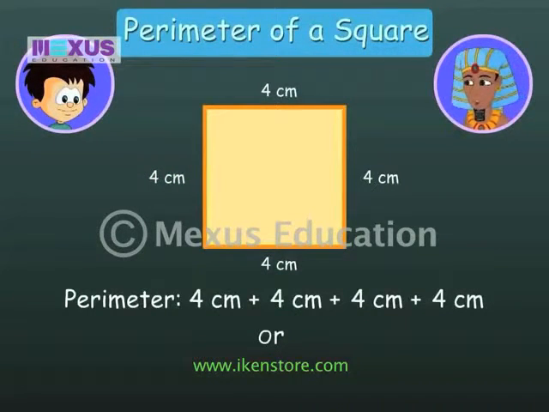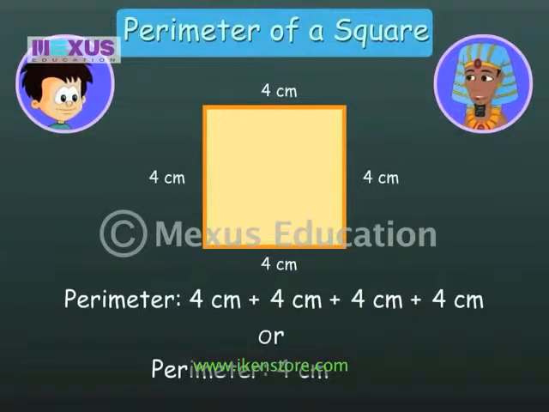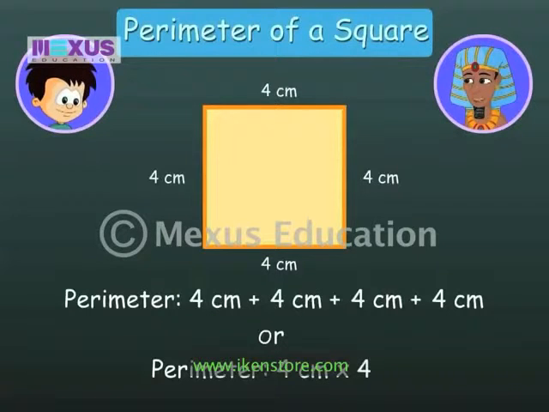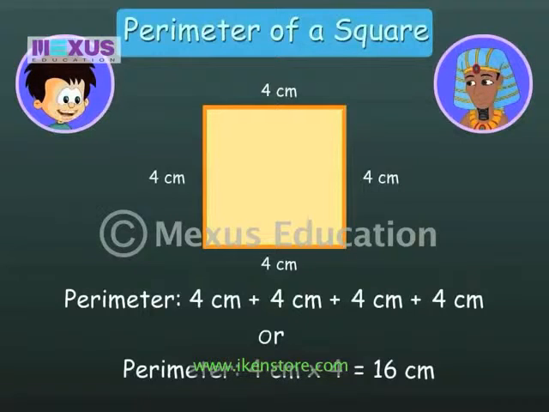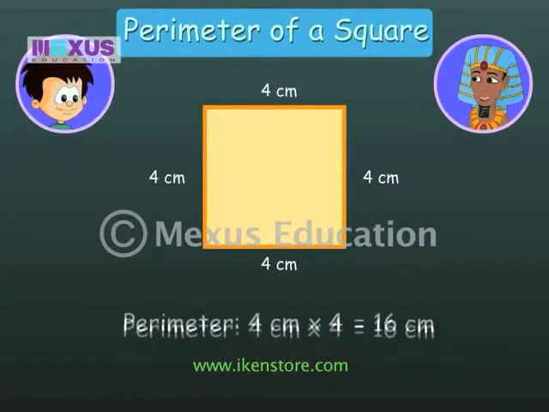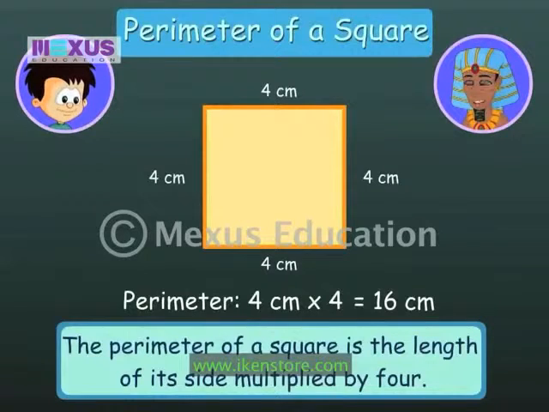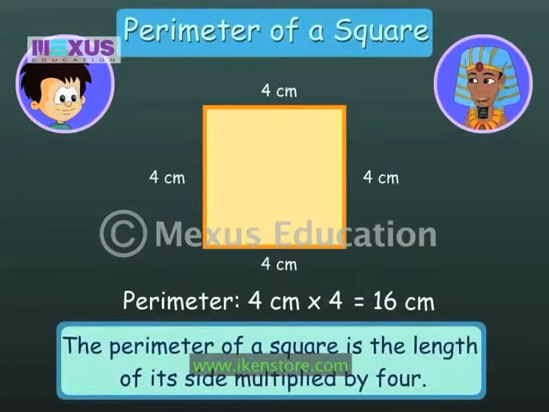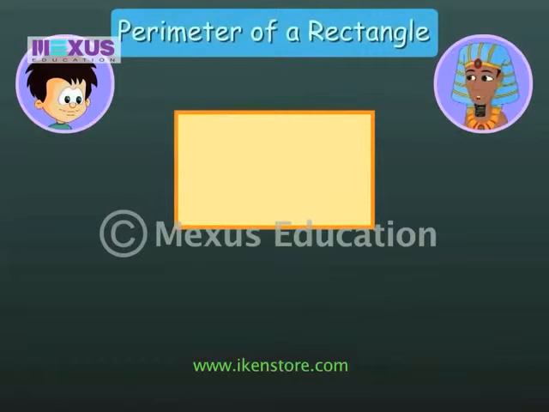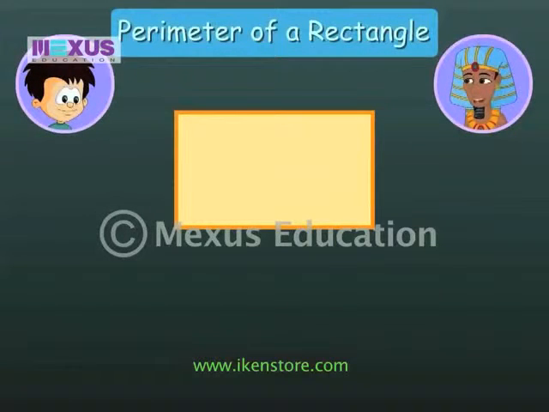Or we can say that the perimeter of this square is 4 centimeters multiplied by 4. 4 multiplied by 4 is 16. Aha! The perimeter of this square is 16 centimeters. Exactly. So remember this. The perimeter of a square is the length of its side multiplied by 4. Now, let's find out the perimeter of a rectangle.